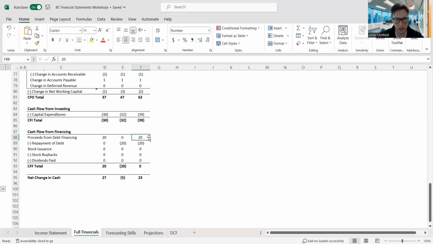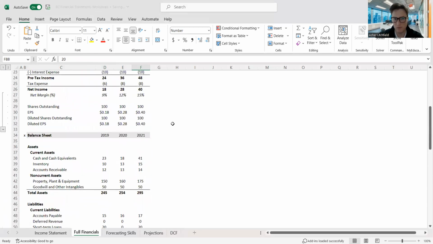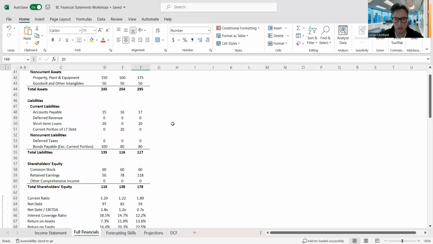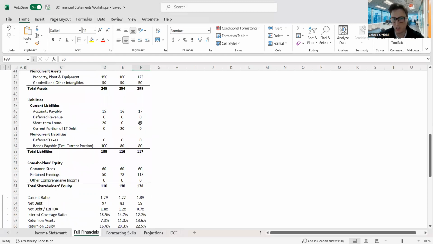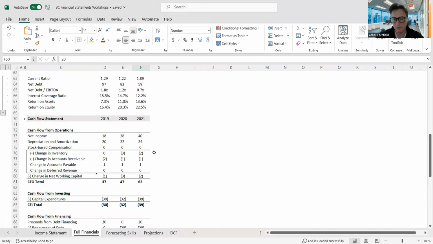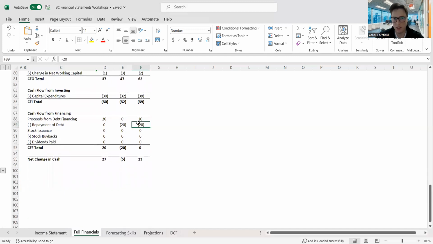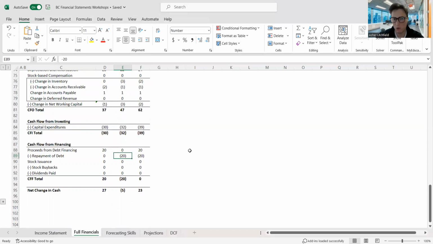You can see that in this year, we have 20 million in proceeds from debt financing. Can we see that on the balance sheet? Balance sheet right here. Yeah, we can see our short-term loans went from 0 to 20. So we issued debt in between these periods, and our proceeds from debt financing increased our cash by $20. What about this one here? Repayment of debt decreased by 20.